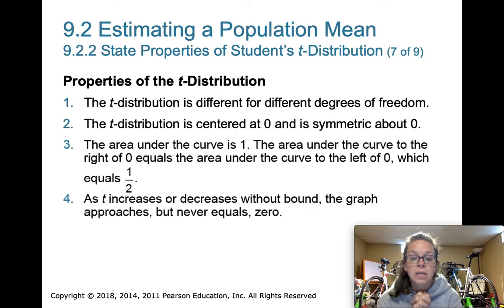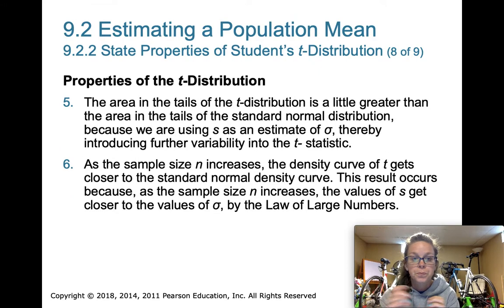As t increases or decreases without bound, the graph approaches but never equals 0. A fancy way of saying that it has an asymptote as it goes out into the tails. That's the same as a normal distribution. So really, what we see from these points so far is that t is very much like a normal distribution, except for point number 1, where it says the sample size matters. Sample size doesn't matter for a normal distribution.